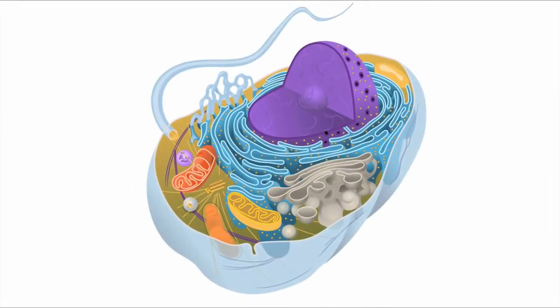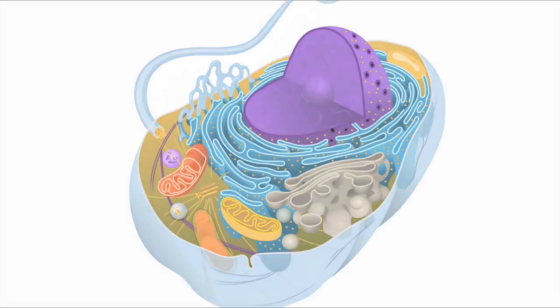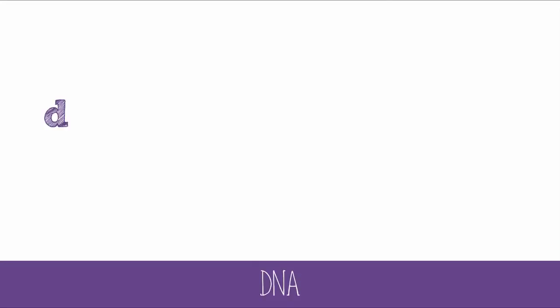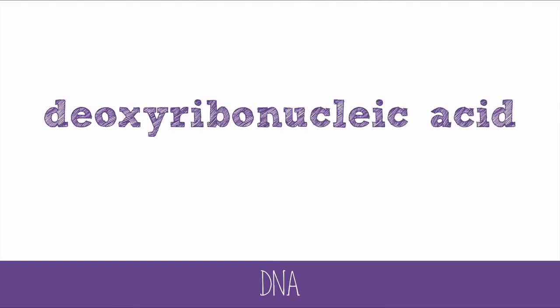All cells require some form of instructions to be able to function properly. They need guidelines, rules, codes for making materials in the cell, and that code is DNA. DNA stands for deoxyribonucleic acid. D for the name of the sugar, N and A for nucleic acid.